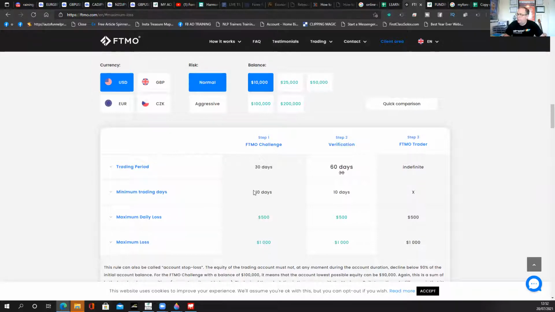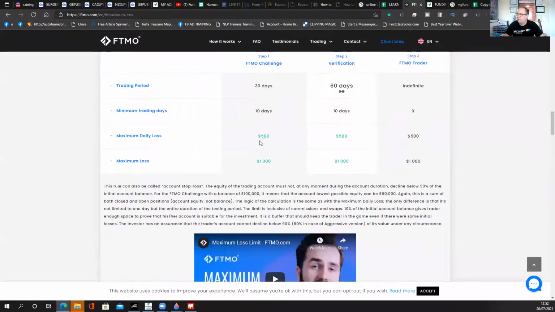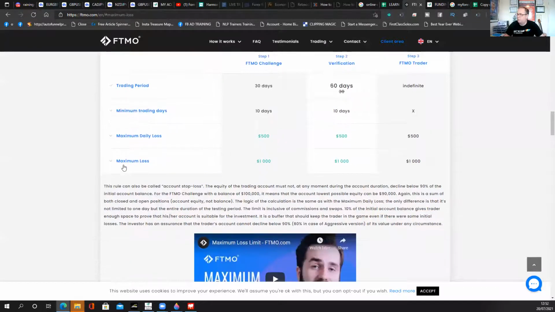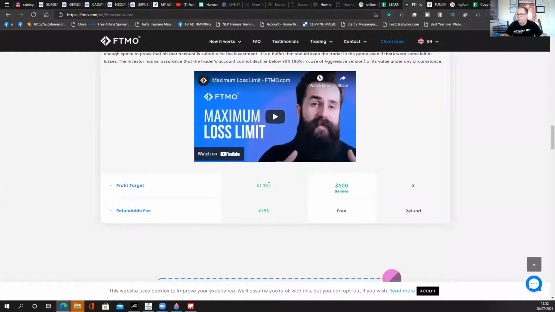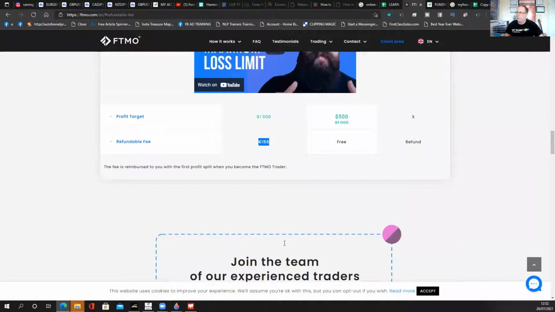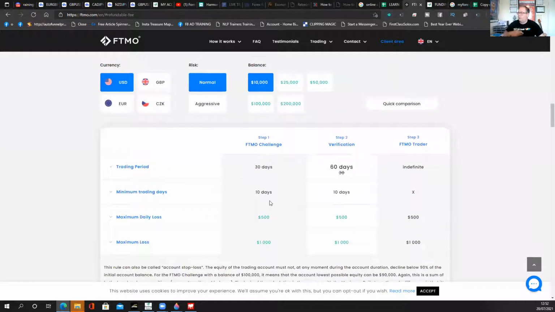There's one here, look, you have to trade a minimum of 10 days on the first step of the challenge to prove you can trade. You're only allowed to lose $500 a day out of that. And your maximum loss overall is $1,000. But you have to make $1,000, that's 10%. So you have to make 10% account growth, right? And it costs $155 to start, but if you're low on funds, you might want to use 155 euros in this case, sorry, not dollars, euros. You might want to put the 155 euros into this to get a $10,000 account rather than put that into your own trading. So there are various ones of these.